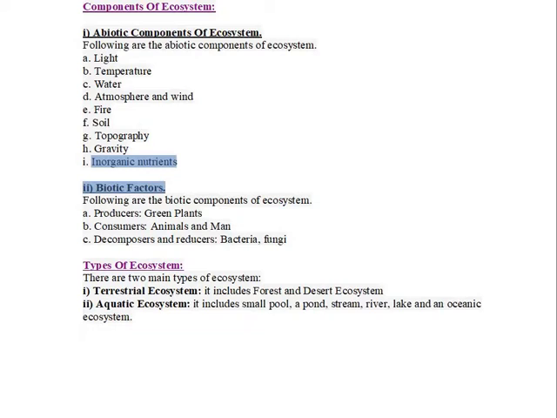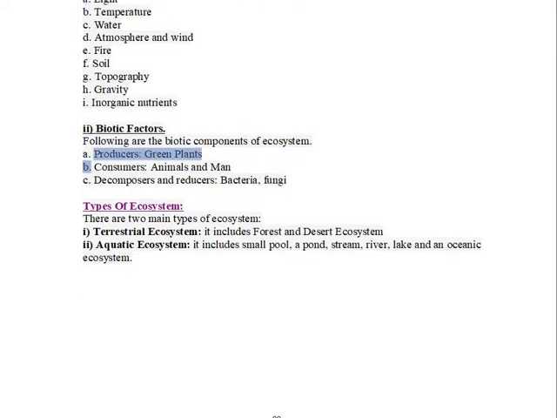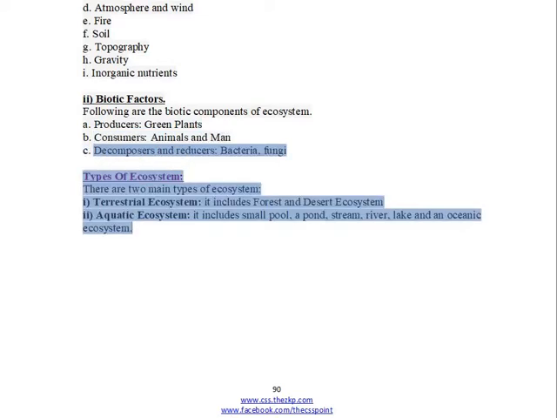2. Biotic factors. Following are the biotic components of ecosystem. A. Producers, green plants. B. Consumers, animals and man. C. Decomposers and reducers, bacteria, fungi.